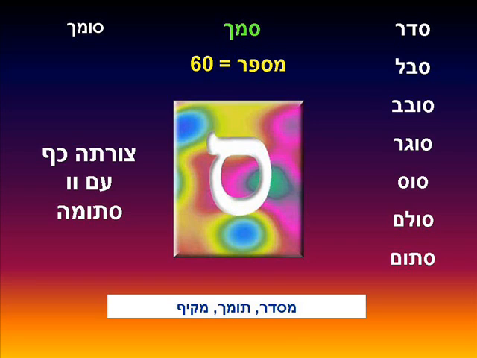The words that have the Samach in the first position are seder, order. Lisbol: when a person tolerates, when he has patience, that means he's supporting something. He tolerates, he carries something. Sover, mekif, it surrounds. Soger.